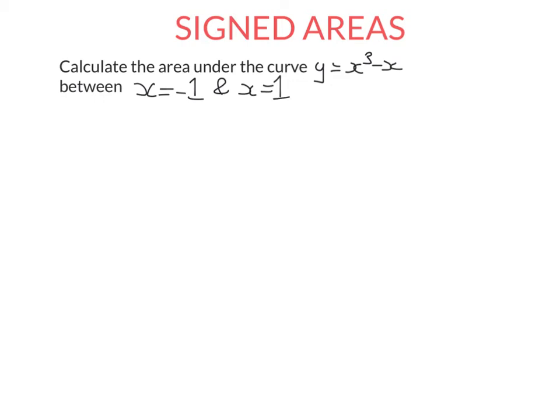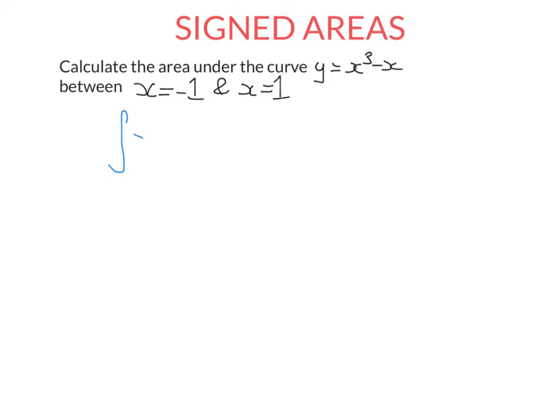Thank you so much for tuning into this video in which we'll look at signed areas. We're still looking at the area under a curve, but we're looking at positive and negative areas in this video. So we're going to illustrate the concepts using this example: calculate the area of this curve between x equals -1 and 1. Hopefully you know by now that the area under a curve is just the definite integral.